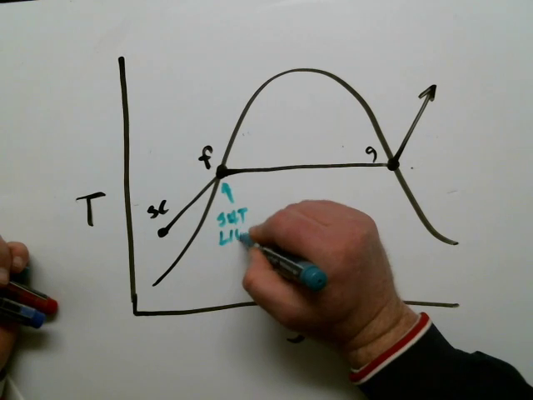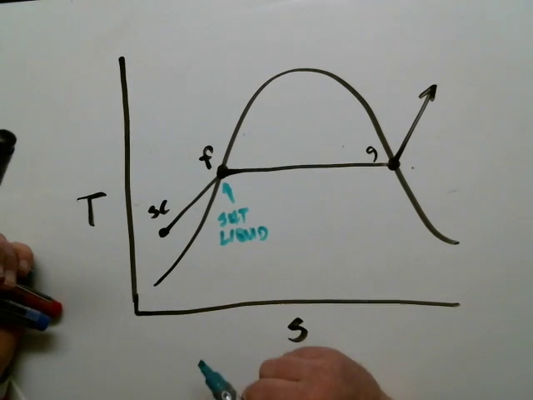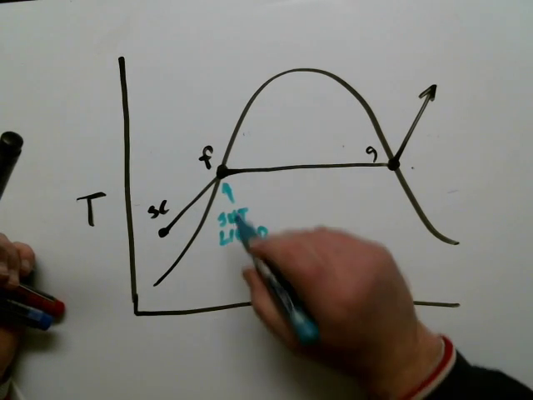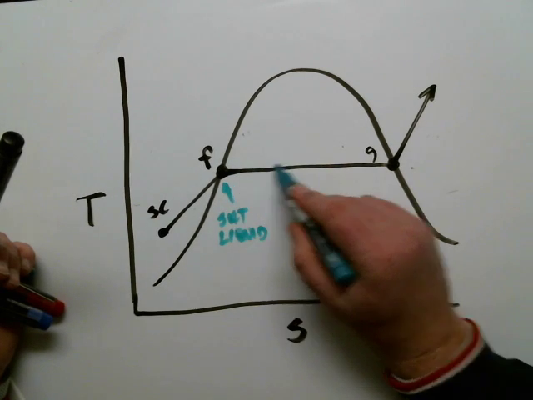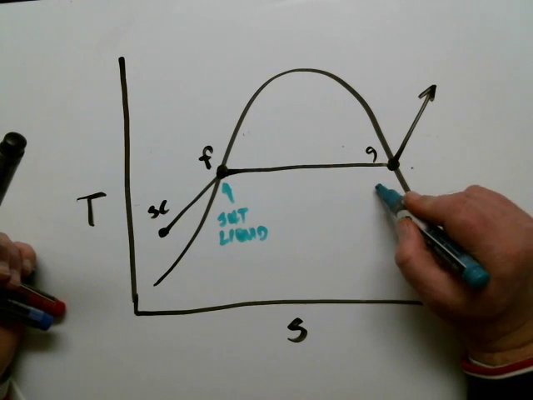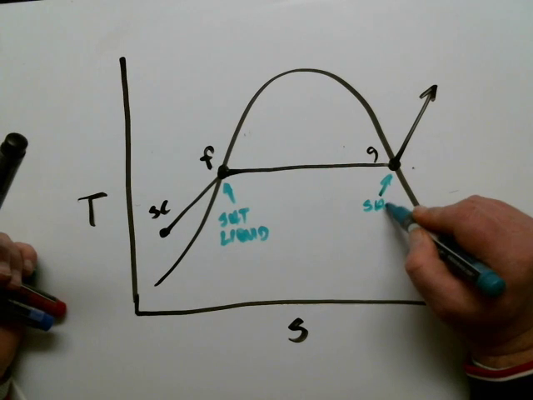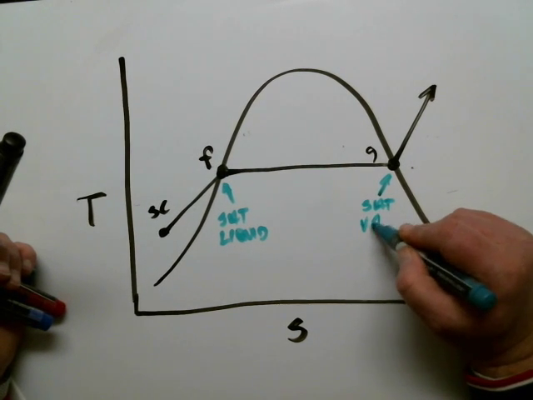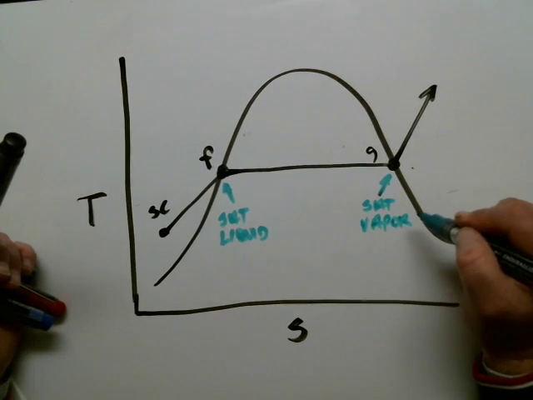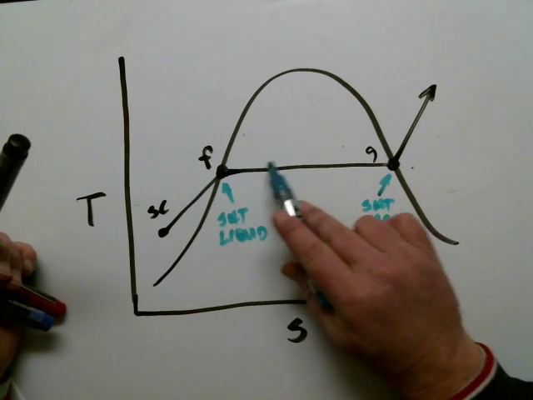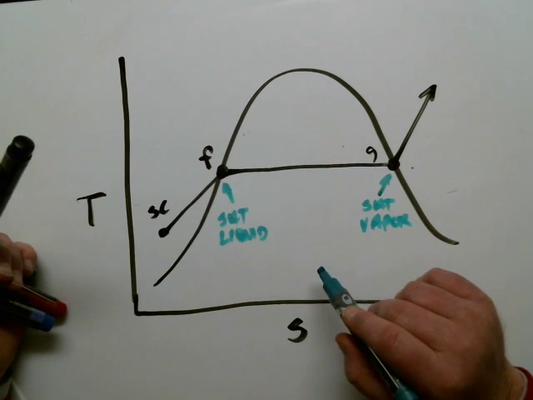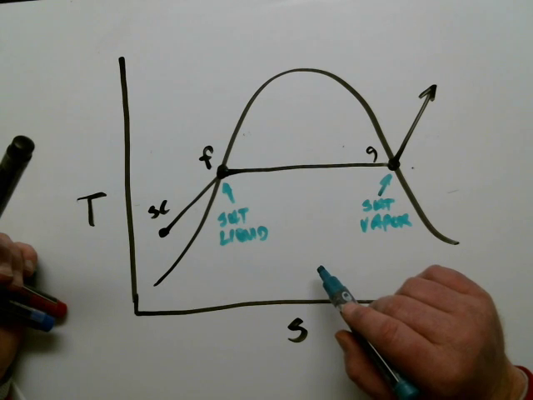Well, I still have all water in that pan. And if I continue to add energy, it will boil off. And if I get to this point, the saturated vapor point, all of the water has been turned to steam. But anywhere in between these 2 points, there's going to be a mixture of water and steam in my pan.